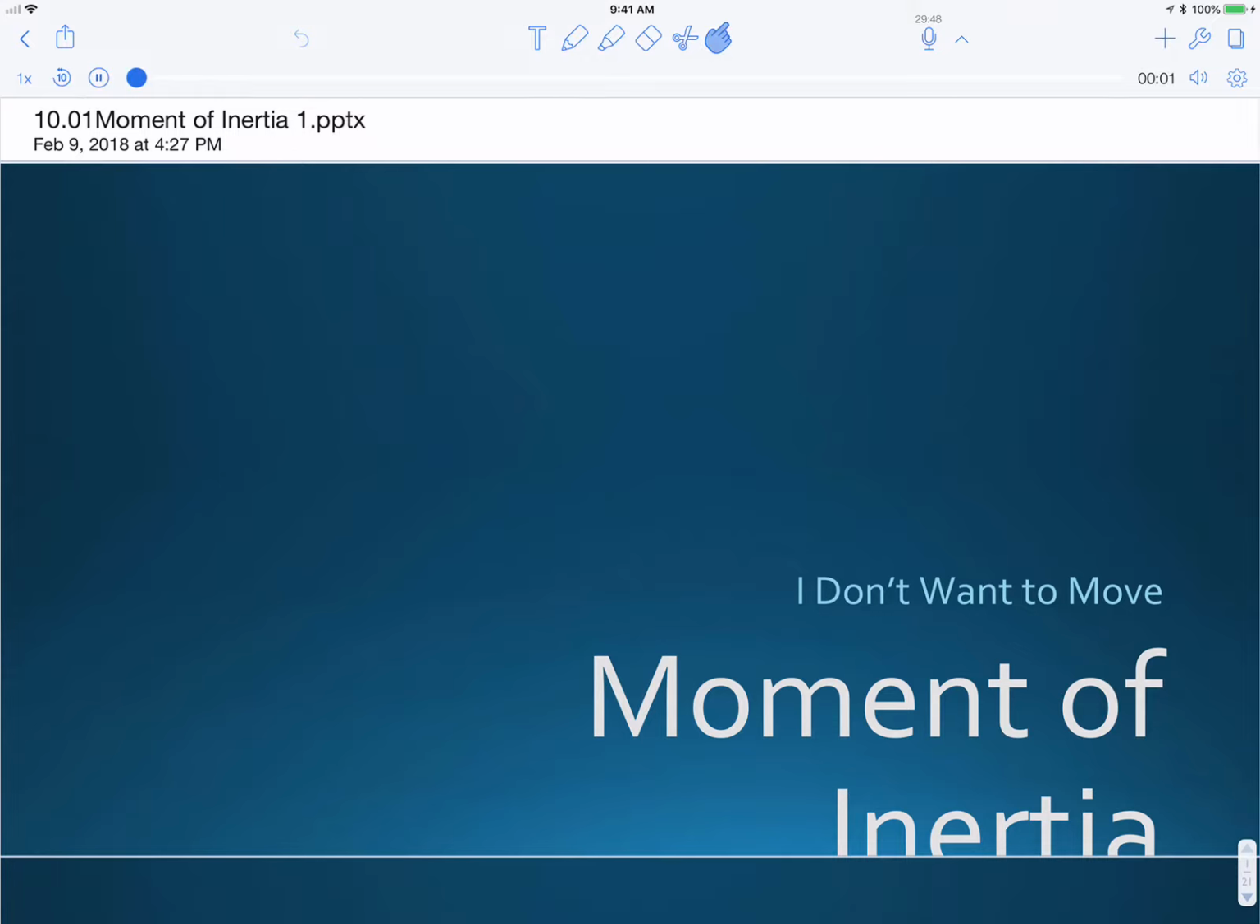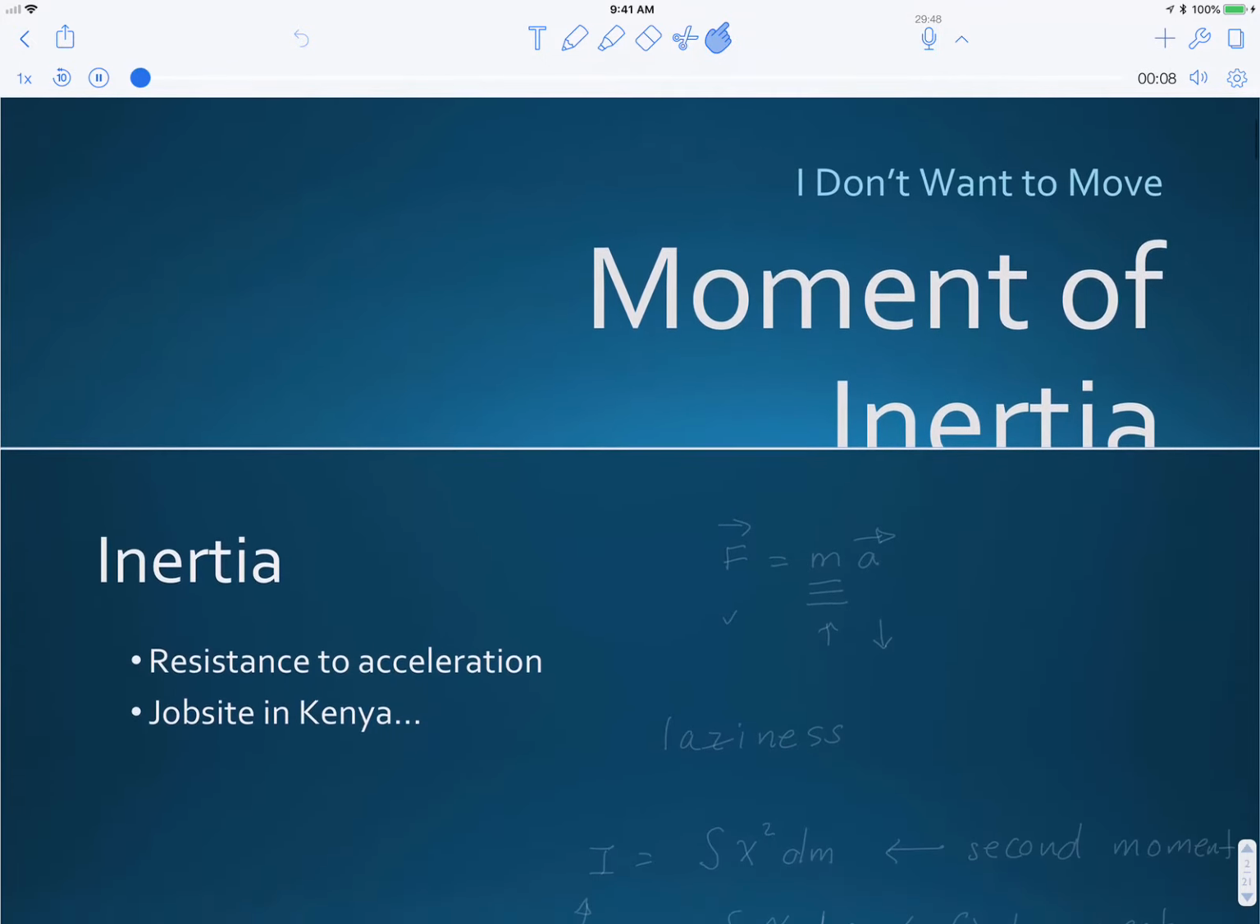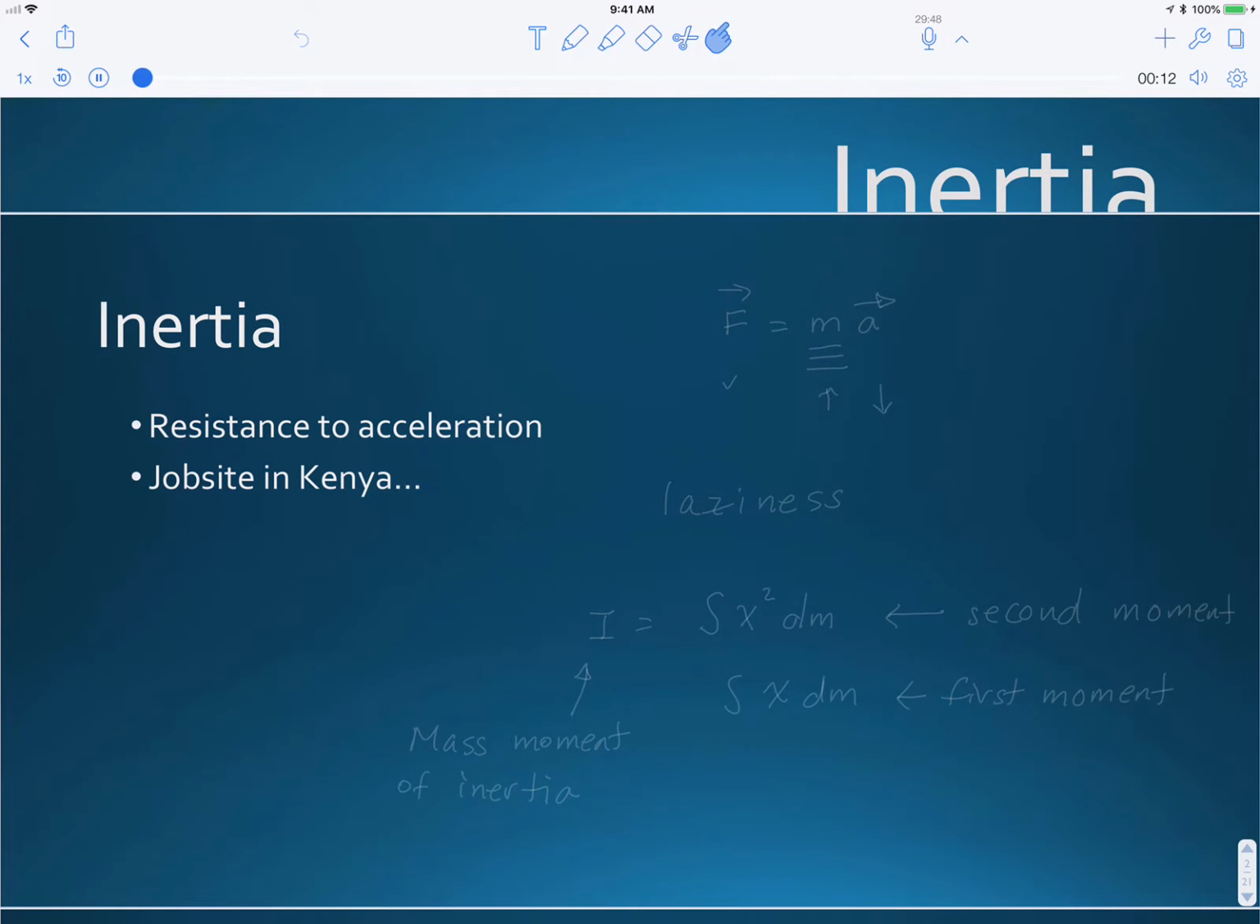Okay, folks, today we're going to talk about moment of inertia. To understand moment of inertia, let's look at the words. Let's start with inertia. Inertia is a resistance to acceleration. You'll learn all about this in dynamics. The resistance to acceleration is mass.